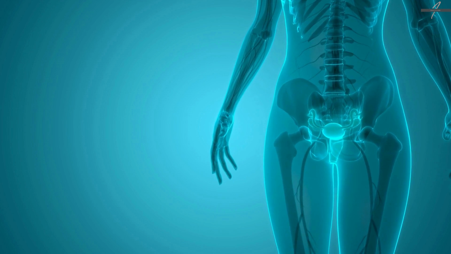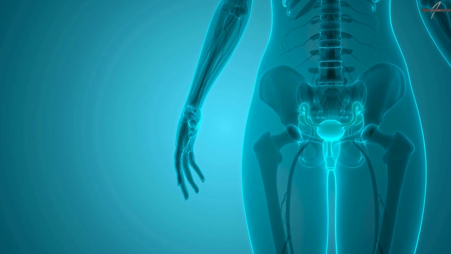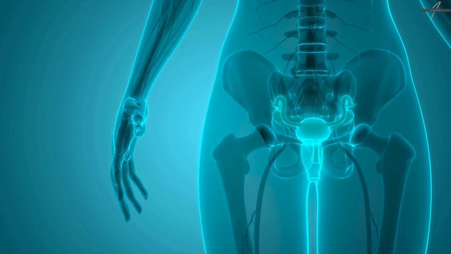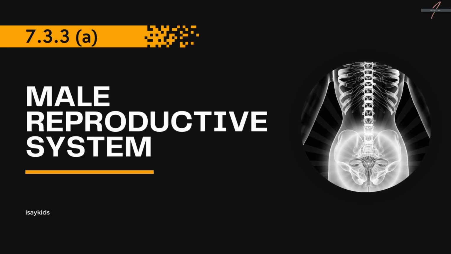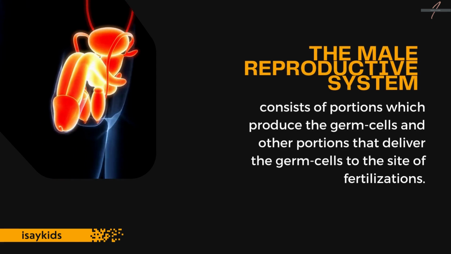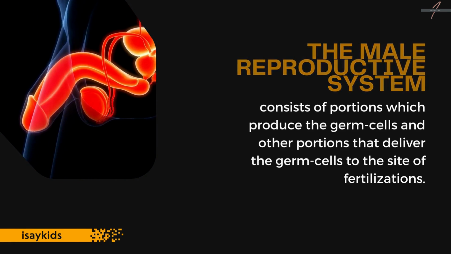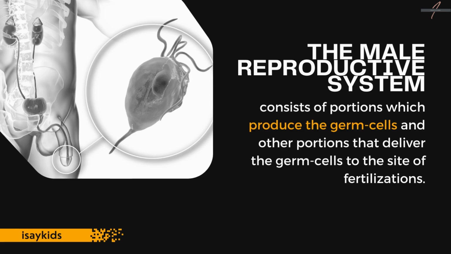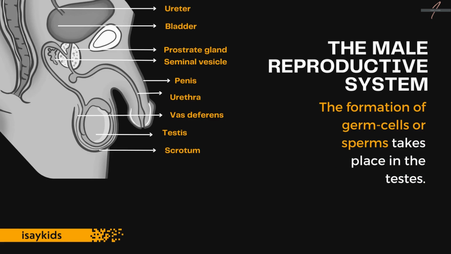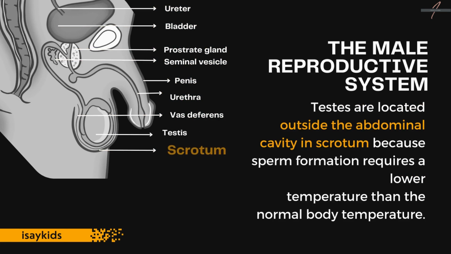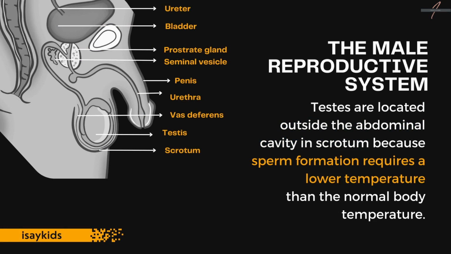Let us look at the systems involved in the process of sexual reproduction. Male reproductive system. The male reproductive system consists of portions which produce the germ cells and other portions that deliver the germ cells to the site of fertilization. The formation of germ cells or sperms takes place in the testes. These are located outside the abdominal cavity in the scrotum because sperm formation requires a lower temperature than the normal body temperature.